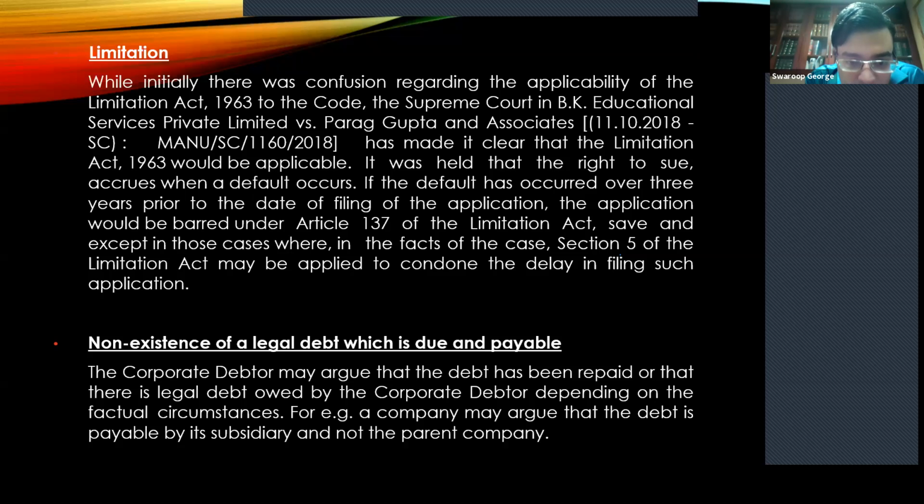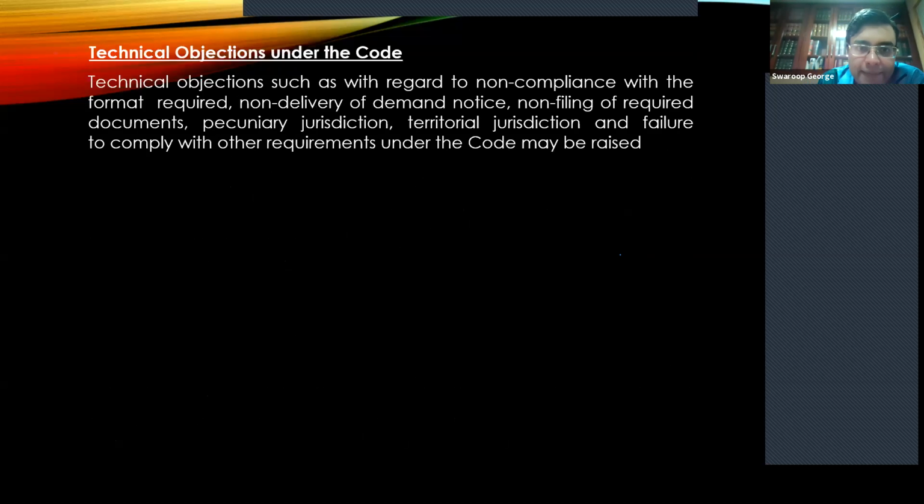Another category, now this is rarer, is the non-existence of a legal debt that is due and payable. This would be, for example, if they say that they already paid back the money. If they paid back the money, of course, an operational creditor will normally not file a case. Another category would be, for example, if there is a group company, the company may argue that your transaction was actually with a subsidiary company and not with the parent company, or something of that nature. But this defense is used more rarely.